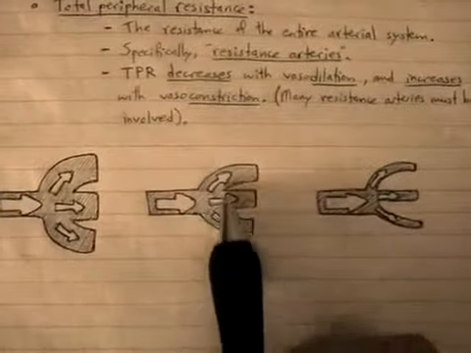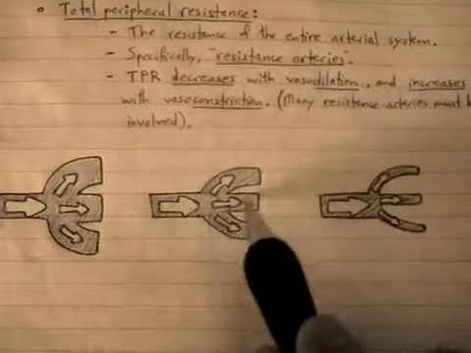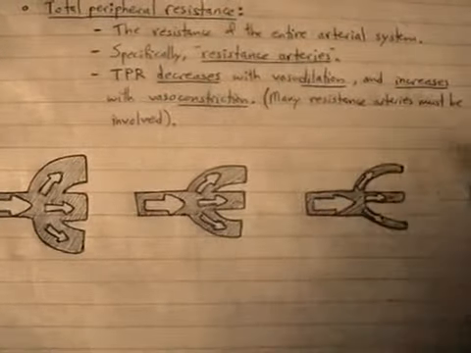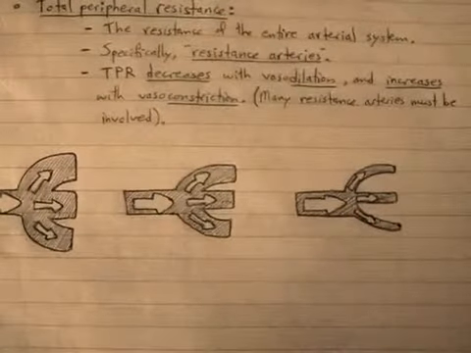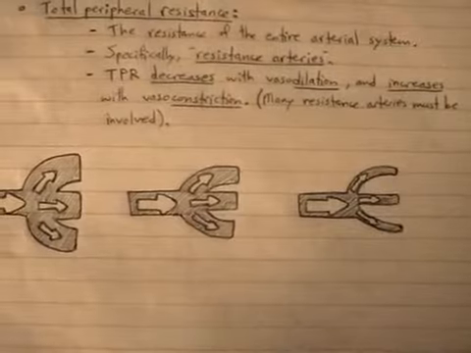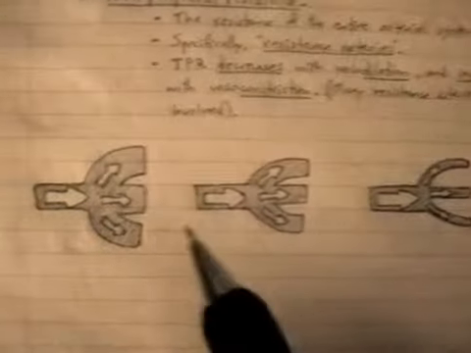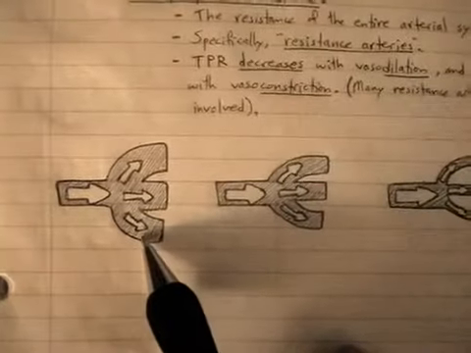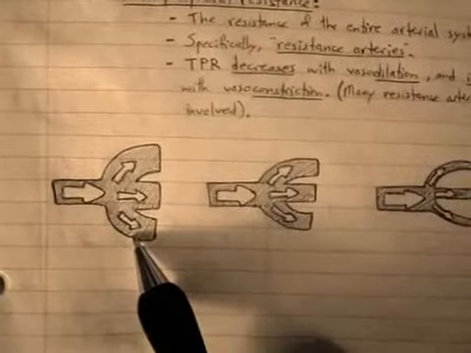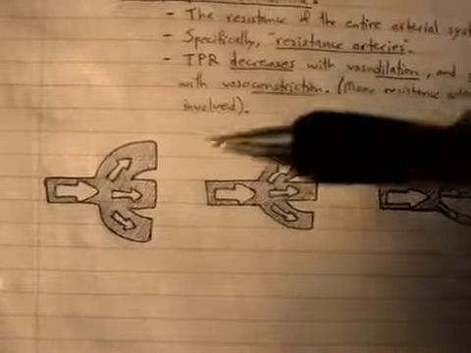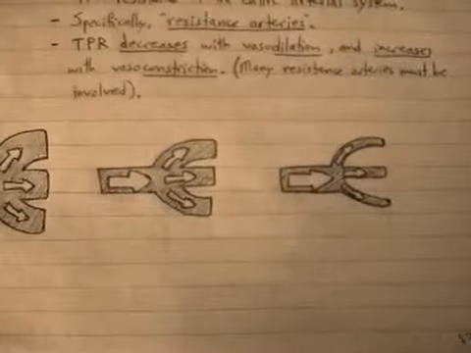If these here represent the resistance arteries, and most of the resistance arteries constrict, our total peripheral resistance will increase, because total peripheral resistance, as its name implies, is the total resistance in the periphery. If the resistance arteries vasodilate, the total resistance in the periphery is going to decrease, because as you can see, there's less resistance here, more resistance to blood flow here.